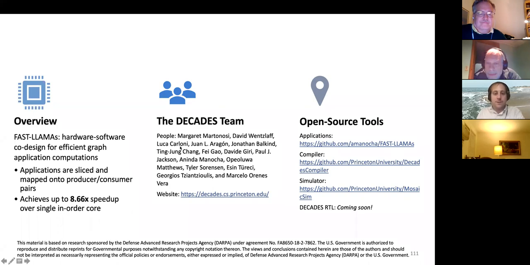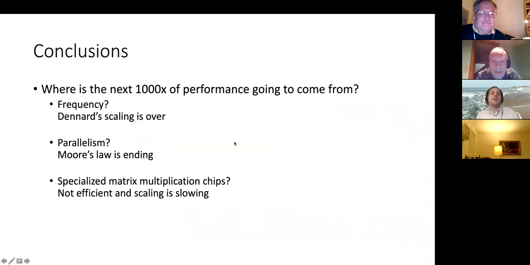Margaret Martonosi, David Wentzlaff, and Luca Carloni are the PIs. And then there's a bunch of PhD students, who I really appreciate because they do a lot of the hard work, and a bunch of postdocs too. All of our tools are open source, so you can check them out. That's how we're trying to design the next-gen architectures to efficiently do graph applications.